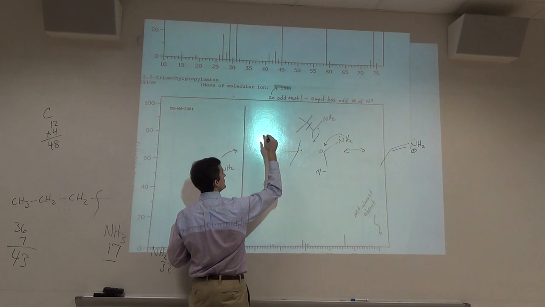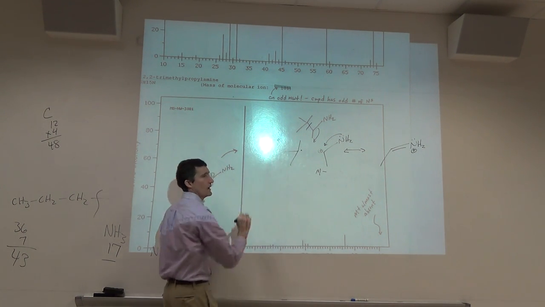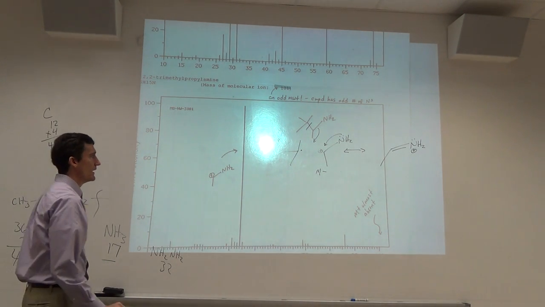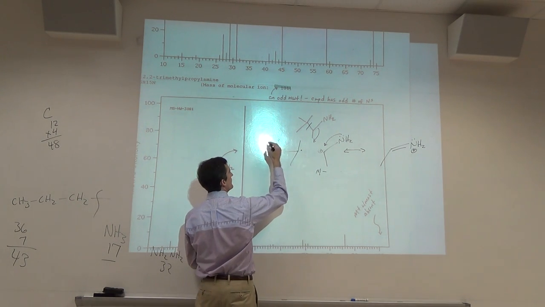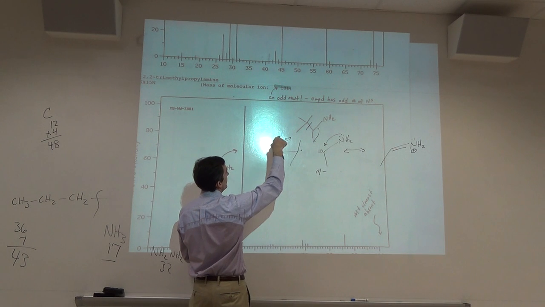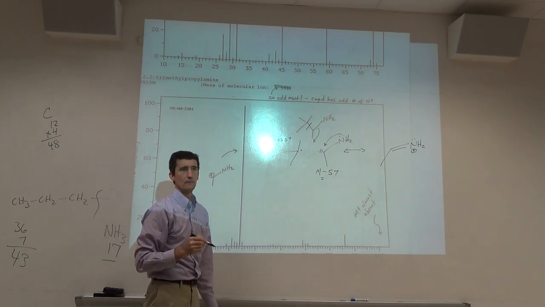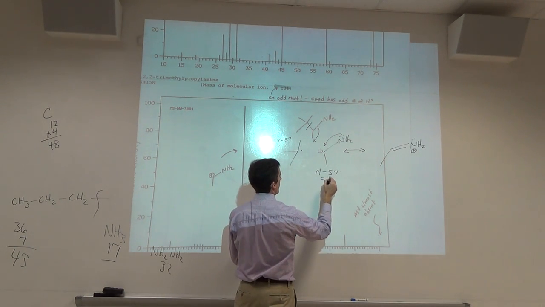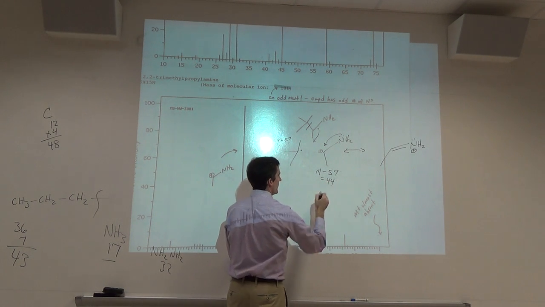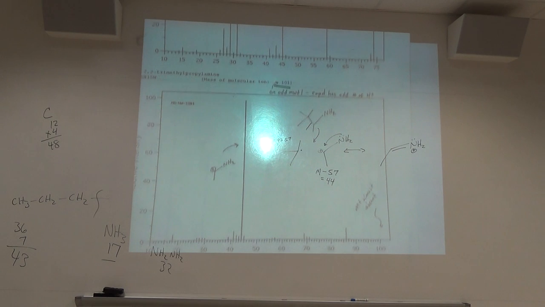What's the formula of this? C4H9. 12 times 4 is 48. 48 plus 9 is 57. This should be 101 minus 57 equals what? Is it 44? I'm hoping that that big peak is at 44.